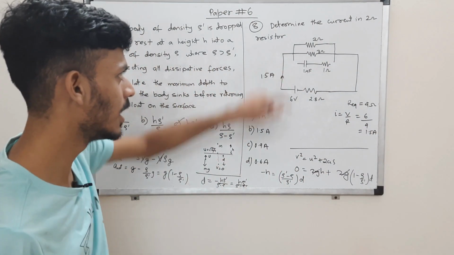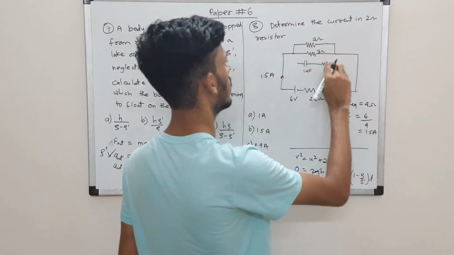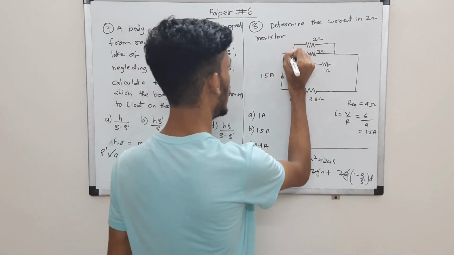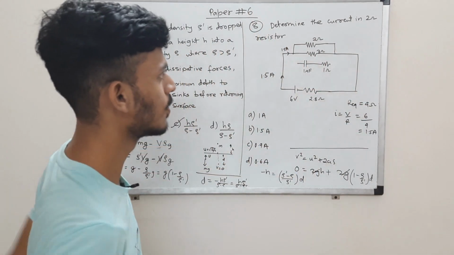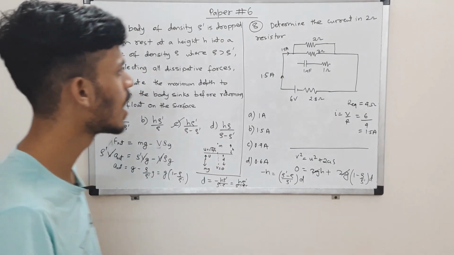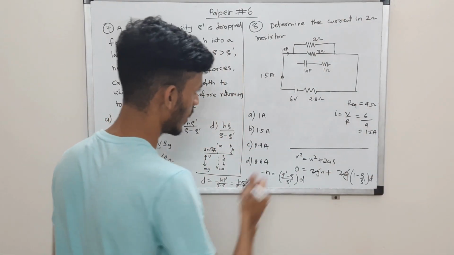Again it will split at that junction. Here there is no branch, it's good for nothing. Here it will split at this branch. This 1.5 amperes will split between these two, in some ratio of course. So we are supposed to find the current in the 2 ohm resistor. Again it's simple.